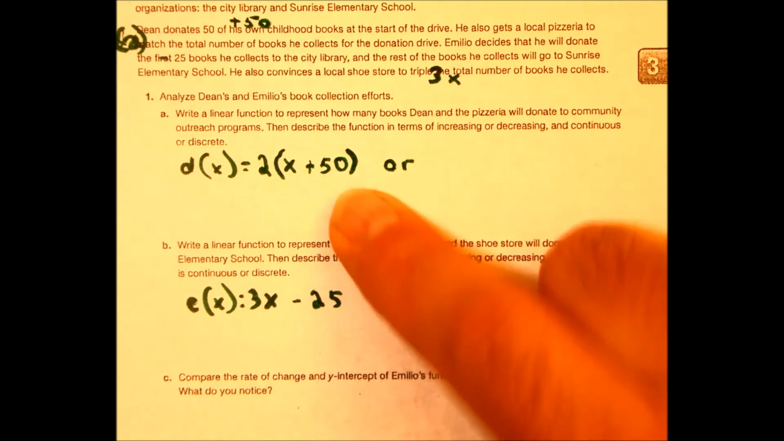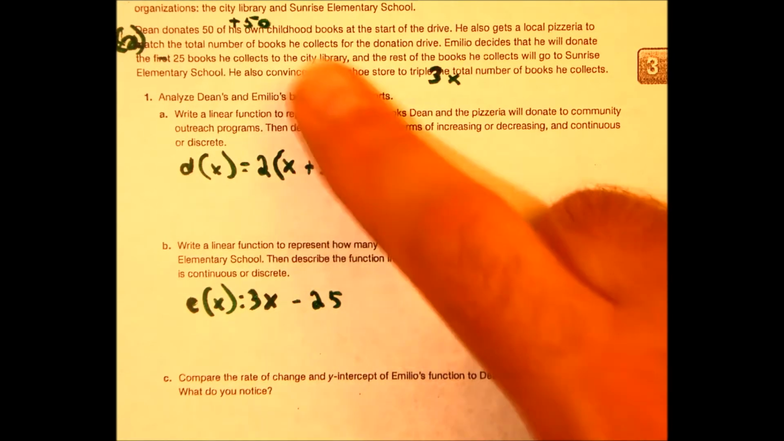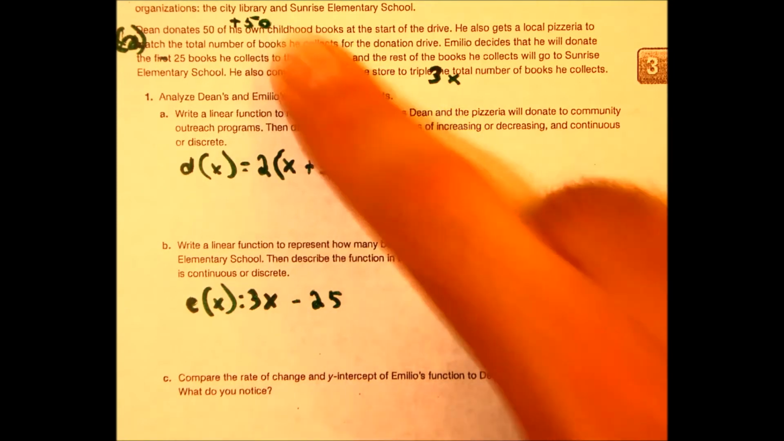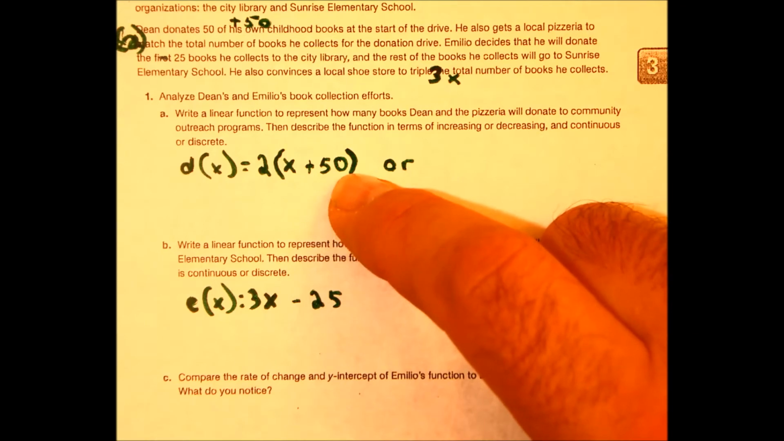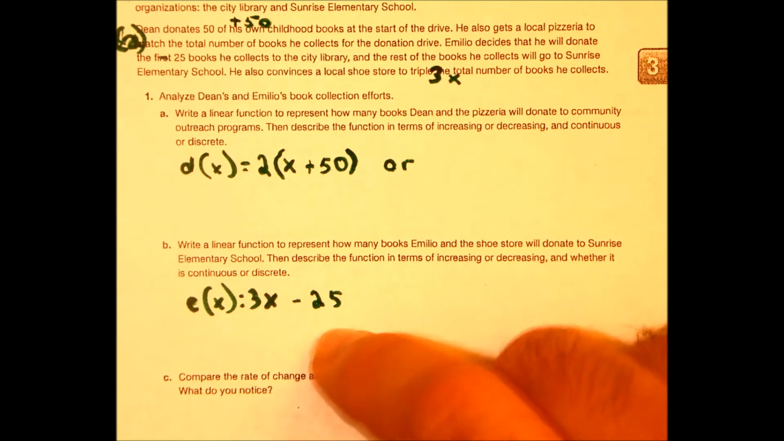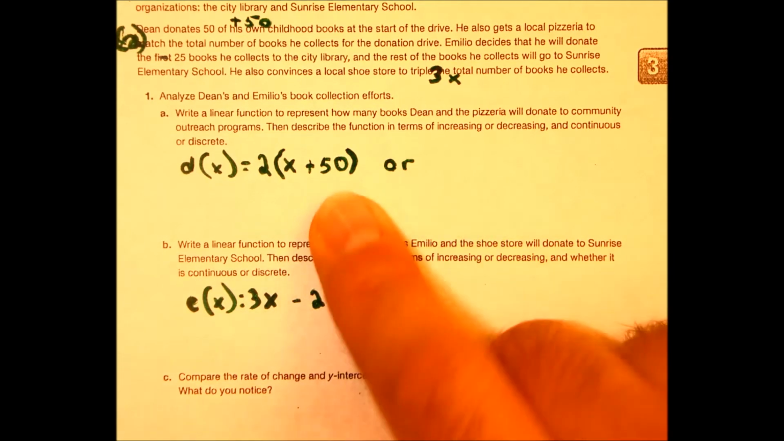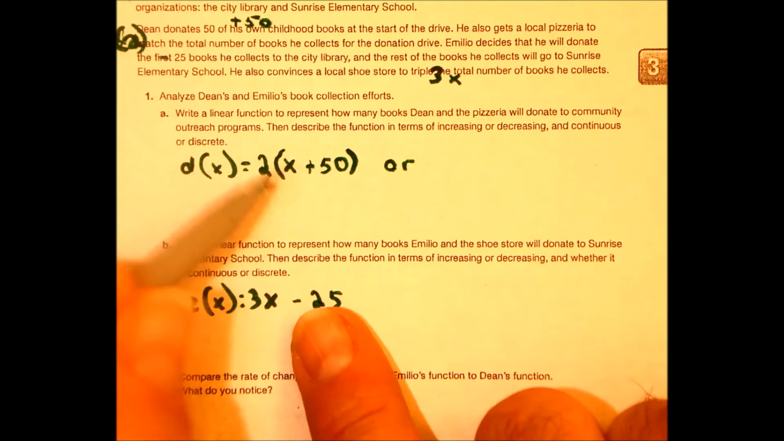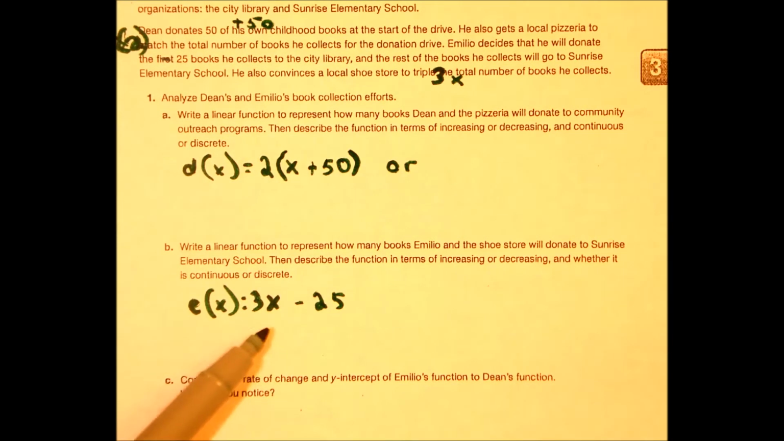Whereas in this problem, what he collected was added by 50 because this person was contributing. He was giving books away. Whereas in this problem, he's giving away the first 25 books. Notice, this one is what we call a quantity problem. Why? Because it has parentheses. It has a different amount. Whereas in this one, we're just subtracting from the total. Okay?